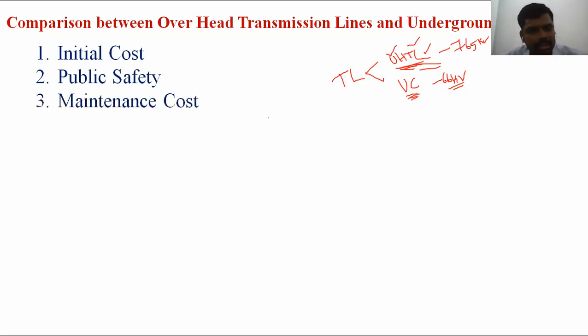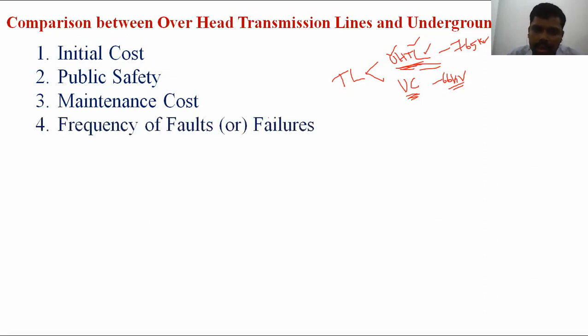And the maintenance cost. In an overhead transmission line, the maintenance cost is high, but in the underground cable, the maintenance cost is very, very less. And the frequency of fault and failure. In an overhead transmission line, regular faults occur. In the rainy season, due to high wind pressure, the conductors are short circuited, or any accident occurs, or any tree falls on the conductor and it is broken.